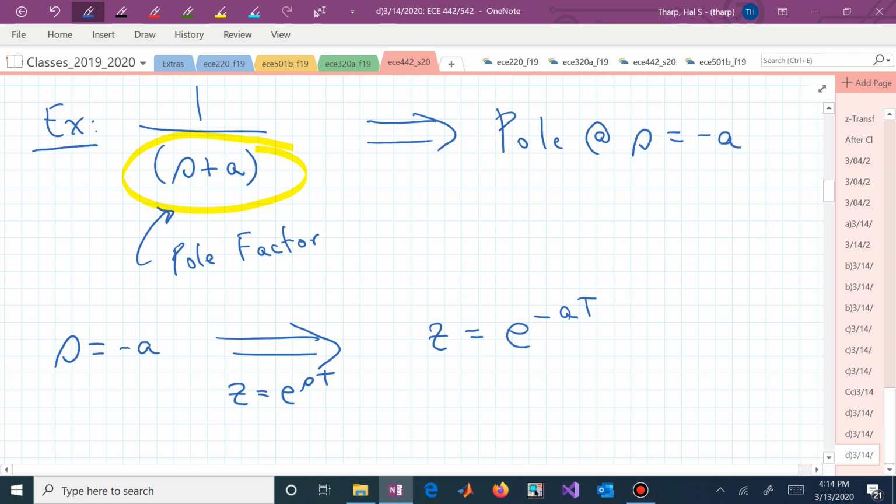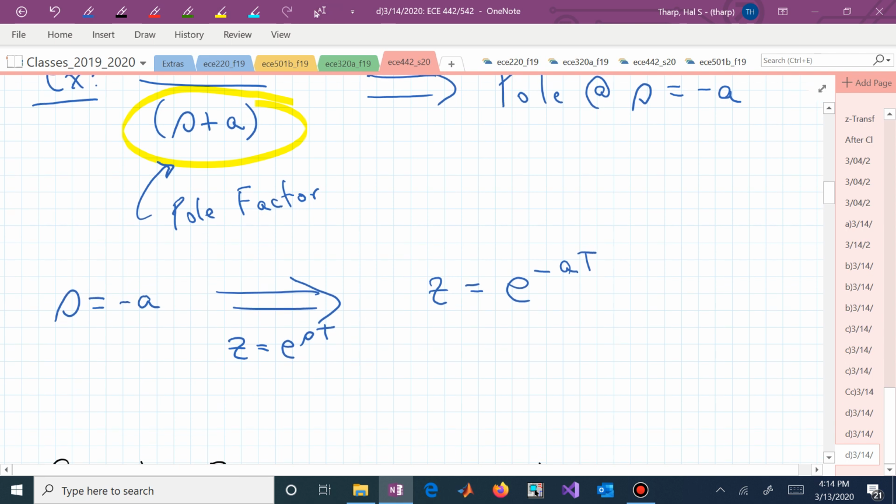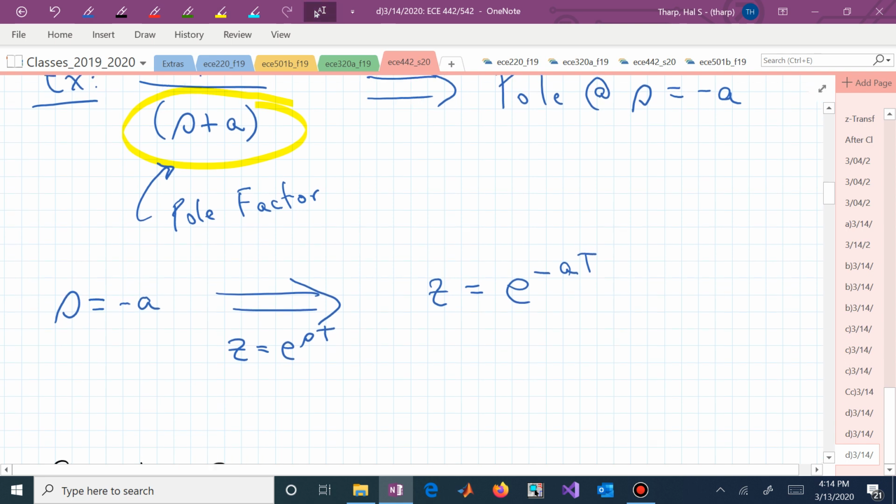We want to now have a factor in the denominator of our H of z expression that vanishes when z is equal to e to the minus aT. We now solve that by subtracting e to the minus aT from both sides, and that would give us a factor that vanishes when z is equal to e to the minus aT.